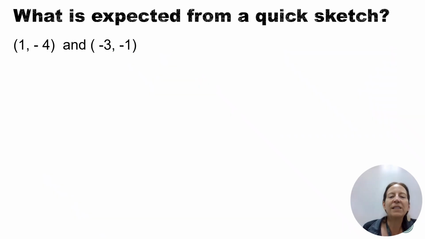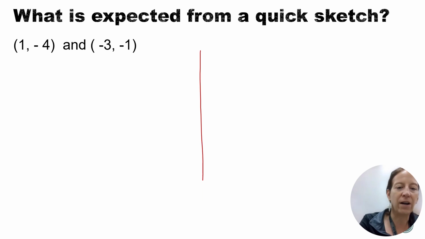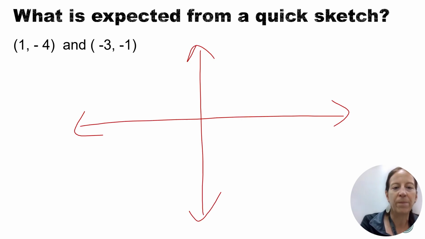Now, what's expected from a quick sketch? So when it says sketch the graph of a line, some of you are probably panicking and you're like, wait a minute, I don't have graph paper. I can't, I've got to go to work after school. What does she want me to do? Here's what I expect. So once you have your 2 points, and you don't have graph paper, you're in a hurry. Literally doing this, I'm doing this with my finger on the computer screen.